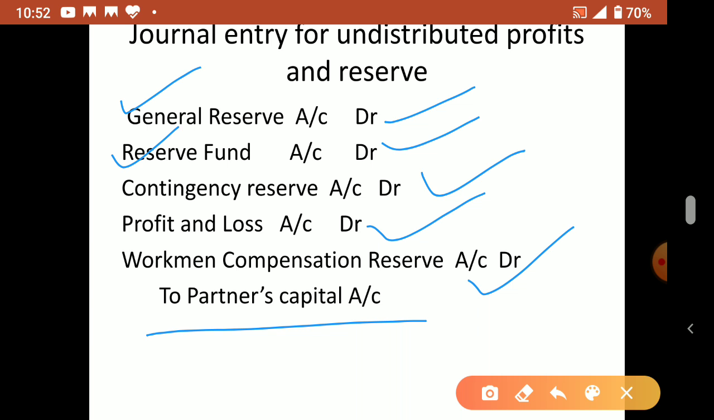So general reserve, reserve fund, contingency reserve, profit and loss account, all these items appear on the liability side of the balance sheet. Now we are discussing the liability side, okay. So outsiders' liability ought to be transferred to the realization account, but these types of reserves which are not representing any asset, you have to transfer to the partners' capital account. Any provision or reserve representing an asset, you have to transfer to the realization account. So don't forget, okay. Some rules you have to remember, then only you can solve the questions here.